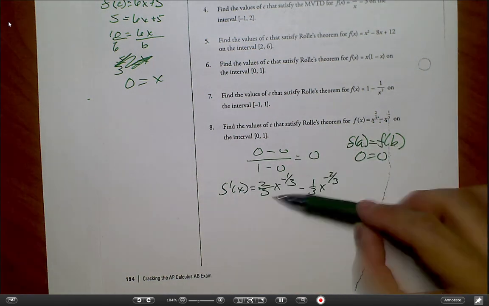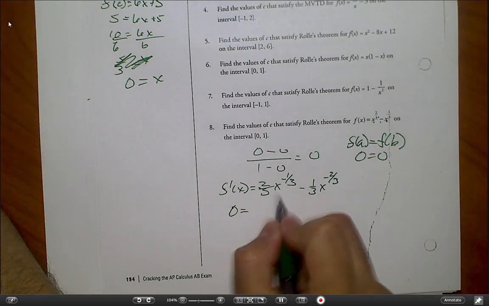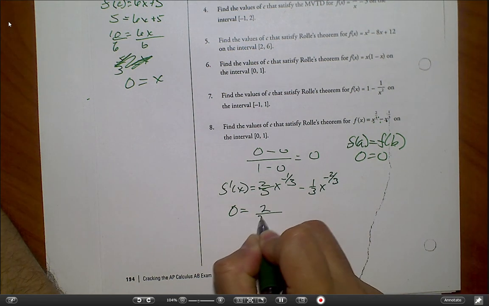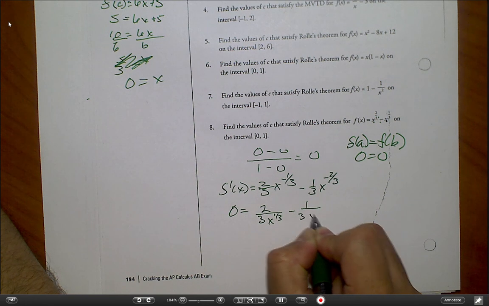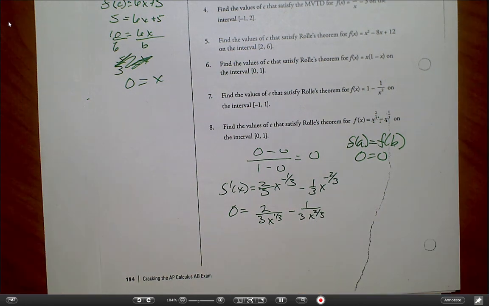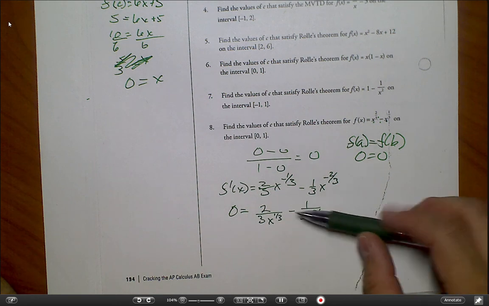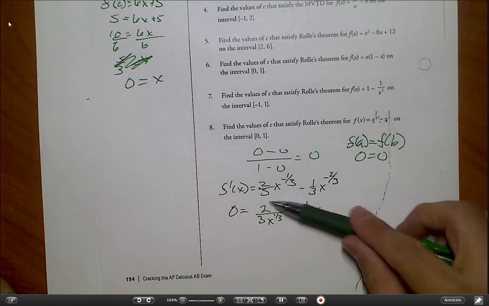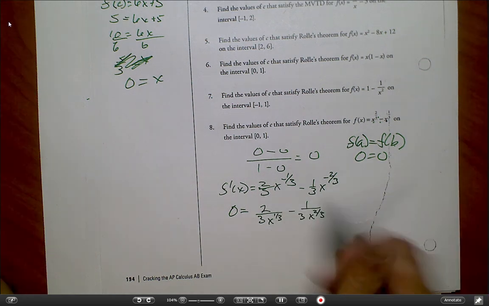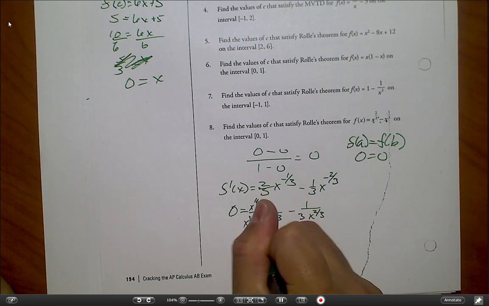All right, now, since I have that, I'm going to set it equal to 0. So let's see. I'm going to rewrite this. Now it's going to be 2 over 3x to the 1/3 minus 1 over 3x to the 2/3. Common denominator is going to be 3x to the 2/3, right? So what is this one missing? 1/3, right? So I multiply top and bottom by x to the 1/3 over x to the 1/3.